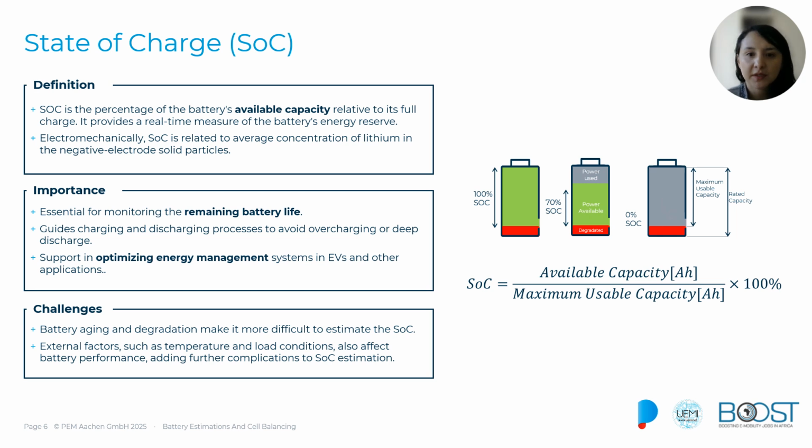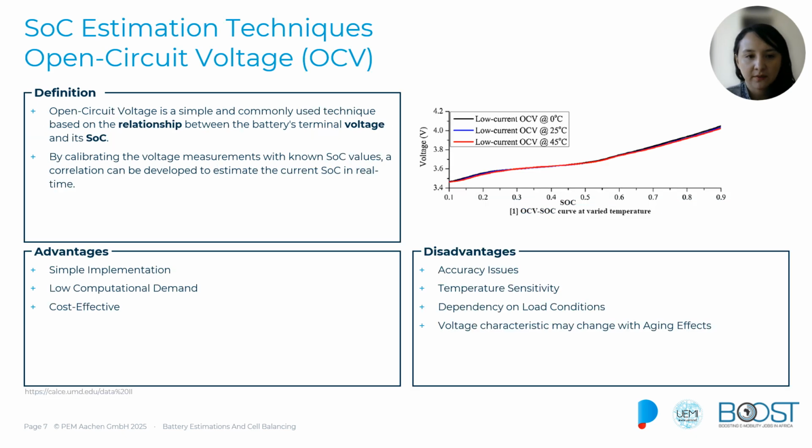Also, temperature fluctuations in our system and varying load conditions impact the battery behavior and make the estimation of the SOC even harder. Those are some of the challenges that the different algorithms need to deal with to provide very accurate values of the SOC. So now let's explore some of the techniques that are used for this estimation.